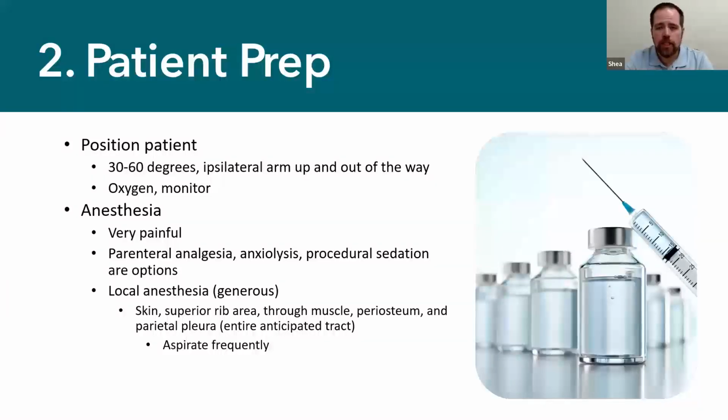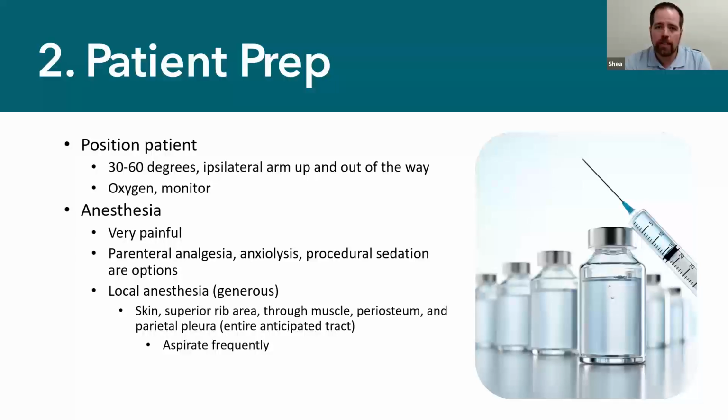So prepping the patient, in a perfect world, our patients are going to be at a little bit of an incline, 30 to 60 degrees. The main reason for that is it's going to theoretically help bring some of those abdominal organs down low and get them out of your way. A lot of times in our trauma patients, obviously that's not going to be possible.